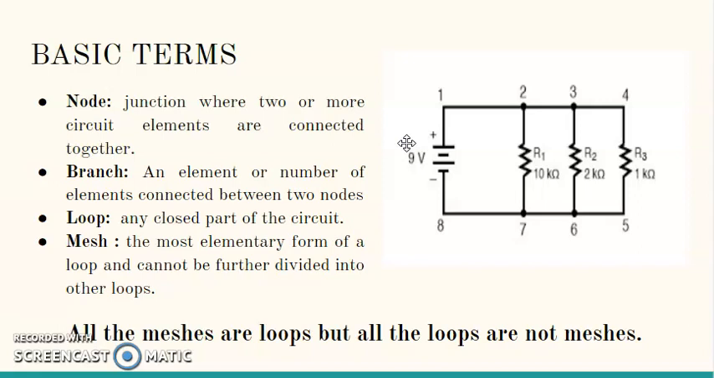But the difference between the loop 1, 2, 7, 8 and the loop 1, 2, 3, 4, 5, 6, 7, 8, 1 is that the bigger one can be subdivided into other loops. But the loop 1-2-7-8-1 or 2-3-6-7-2 cannot be further divided. Such closed paths are called a mesh. So from this we can say that all meshes are loops, but all loops are not meshes.